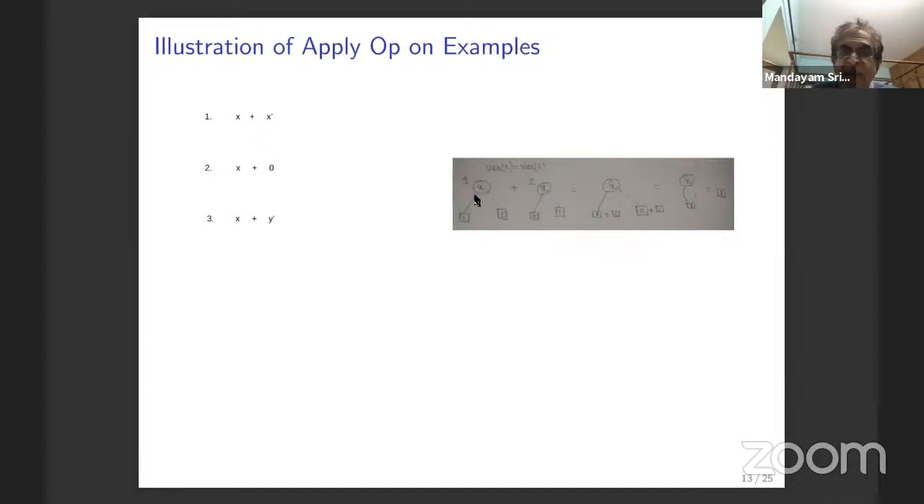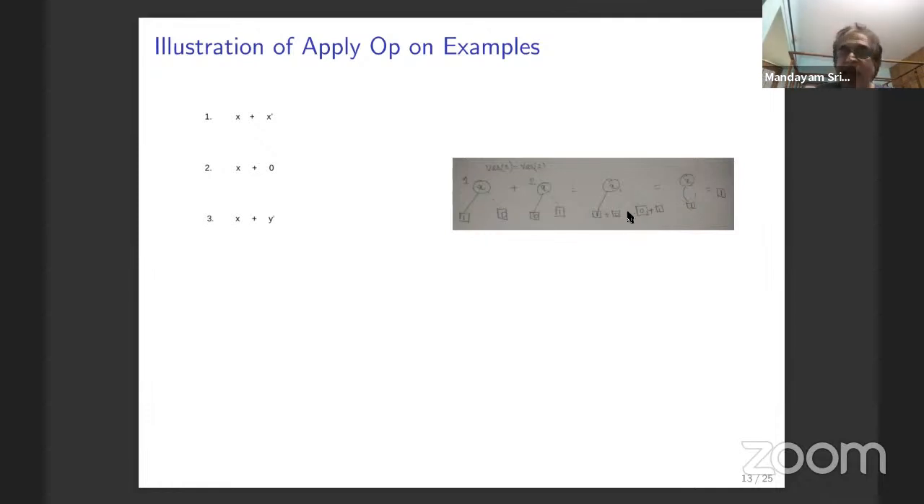So this is a case where they are the same. In that case, you keep the node with the same variable, but you apply plus on the low subtrees and on the high subtrees of the two BDDs. In other words, in this case, you construct a new BDD with the same variable at the root, and then you do plus on 1 and 0, and plus on 0 and 1.